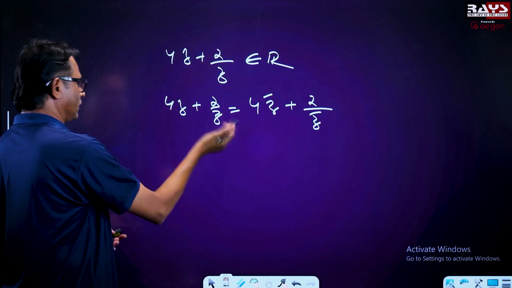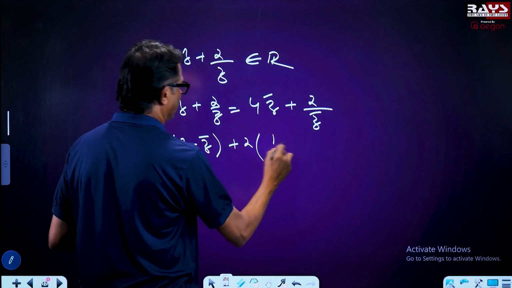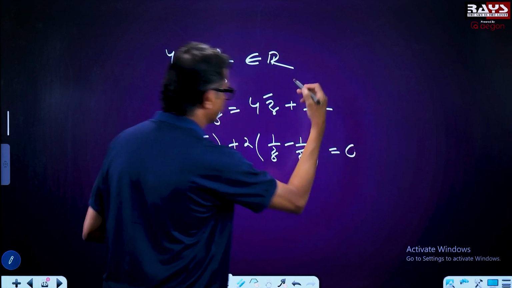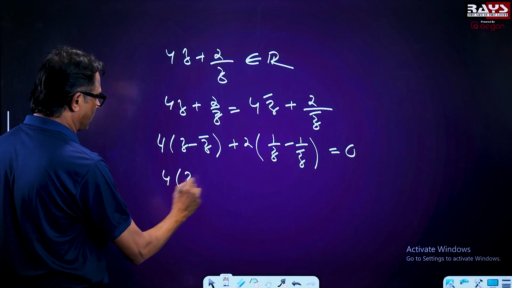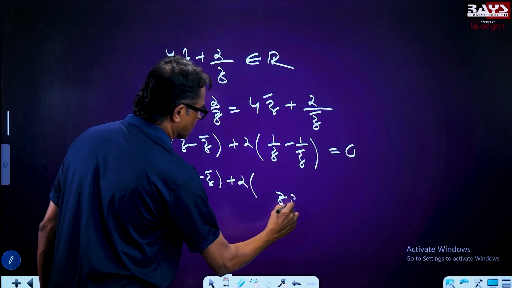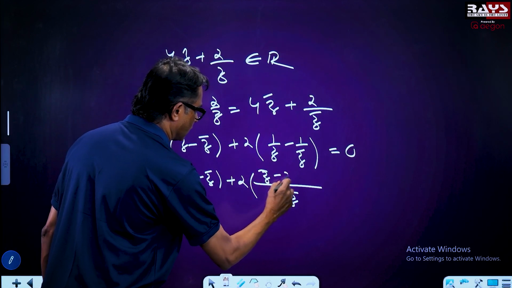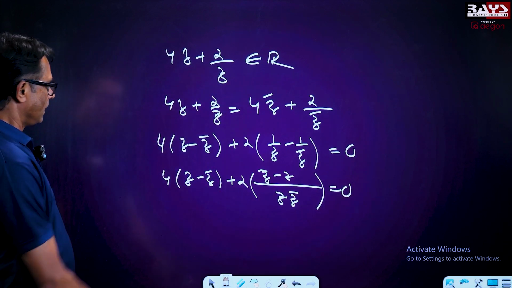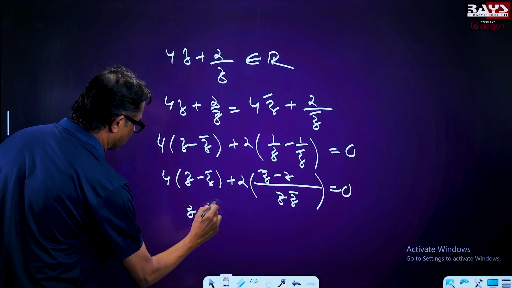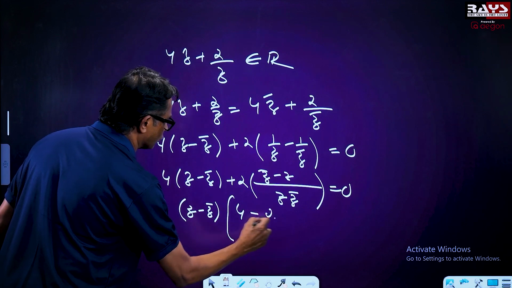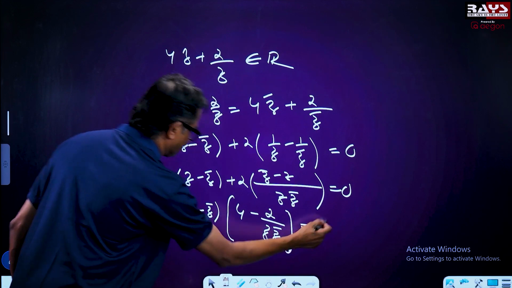Okay. Now you take everything to the left side and take common outside. 4 into (z minus z bar) plus 2 into (1 by z minus 1 by z bar) is equal to 0. Now you take LCM, that is 4 into (z minus z bar) plus 2 into (z bar minus z) by z z bar, is equal to 0. Okay. Now you take z minus z bar common. So you will be getting (z minus z bar) into (4 minus 2 by z z bar), okay, is equal to 0.